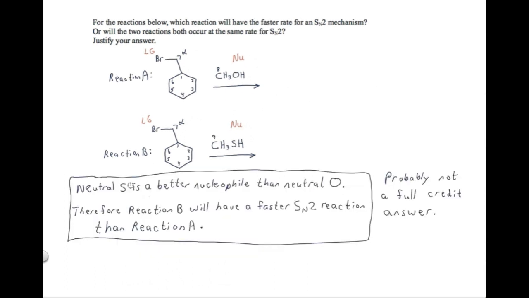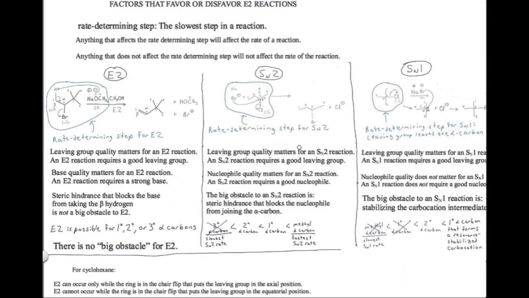Here's our answer. Neutral sulfur is a better nucleophile than neutral oxygen. So reaction B, using the neutral sulfur, will have a faster SN2 reaction than reaction A. Again, remember that nucleophile quality does matter for an SN2 reaction. Why? Because the nucleophile participates in the rate-determining step for SN2.